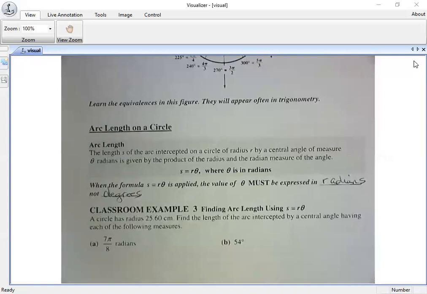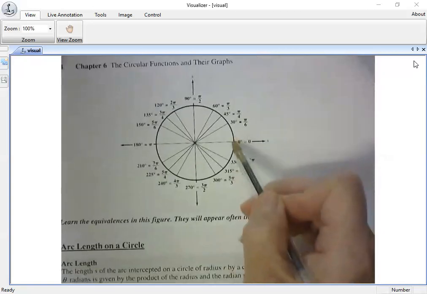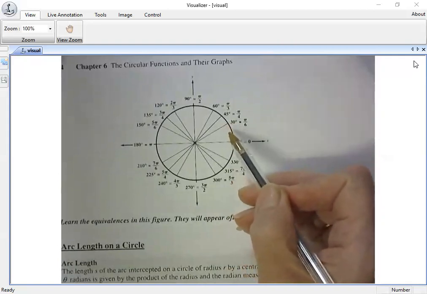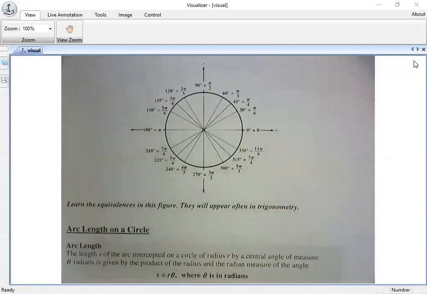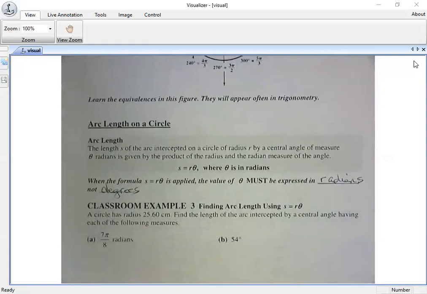All right. So it's really important that we remember, using this formula, you've got to be in radians, because you're not going to measure a length in degrees. That doesn't make any sense, does it? But we can measure it in radians. That's why it's such an important unit of measure, because it is unitless.